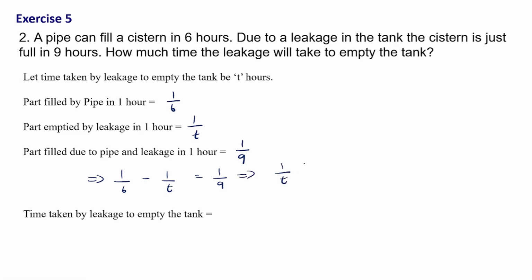This implies 1 by T equals 1 by 6 minus 1 by 9. Here the LCM is 18. So 1 by T is 1 by 18, or T is 18. So we have taken T as the time taken by leakage to empty the tank. Therefore, the time taken by leakage to empty the tank will be 18 hours.